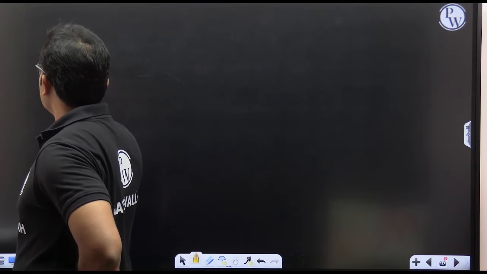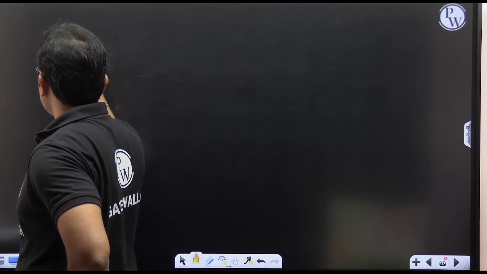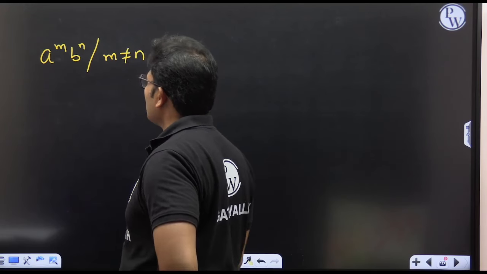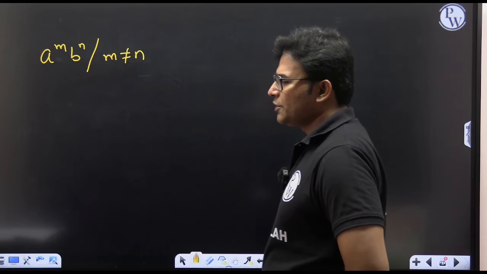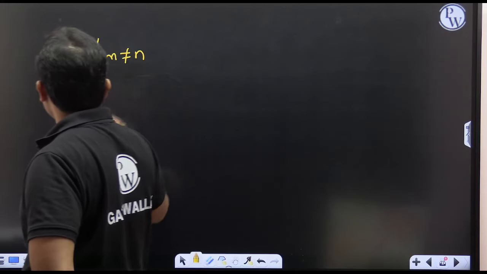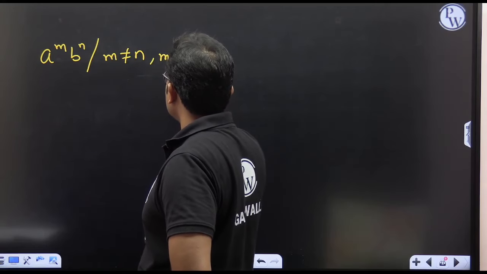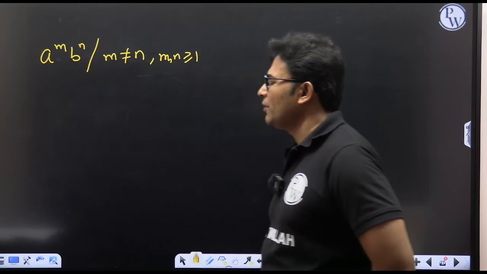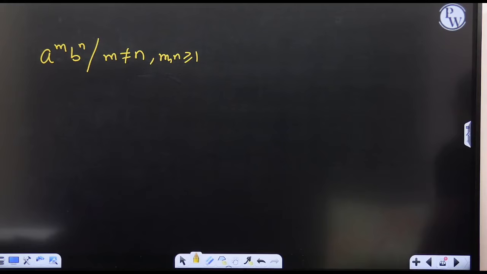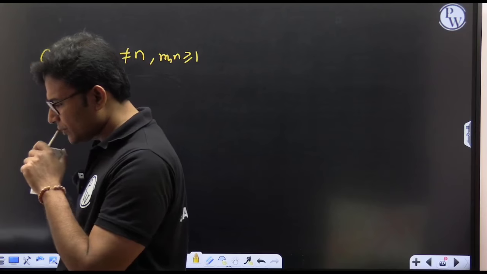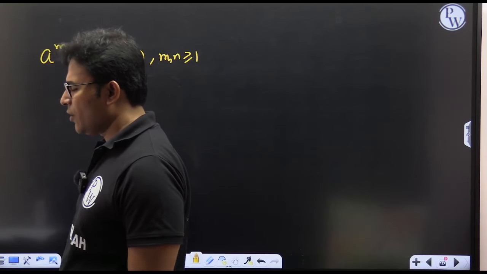Now, a power m, b power n such that m is not equal to n, and m, n are greater than or equal to 1.